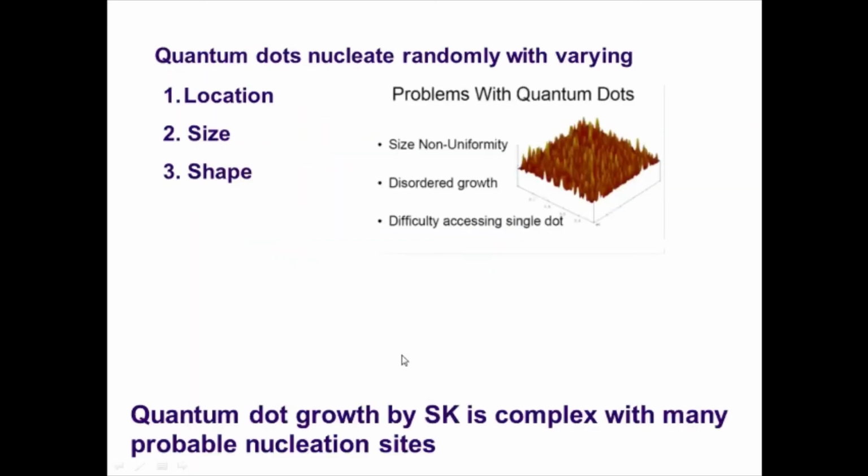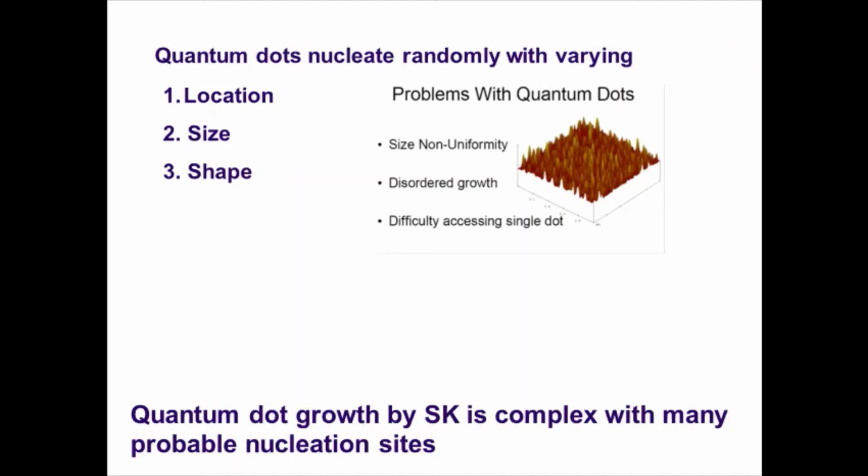Okay. So the problem with any epitaxial growth technique, whether it is MBE or MOVPE, is that the quantum dots nucleate or buckle randomly with varying location, size, and shape. So how to overcome this issue? So you have size non-uniformity, disordered growth. You see the various shapes and the difficulty in accessing the single dot. Because if you want to characterize a dot, you need to have access to a single dot. I told you that per centimeter square the dot density varies from 10 power 9 to 10 power 12. How will you be able to understand its individual characteristics?